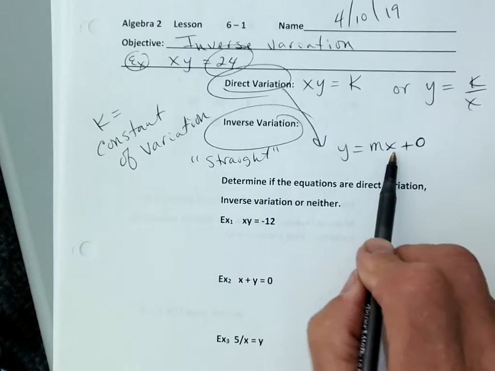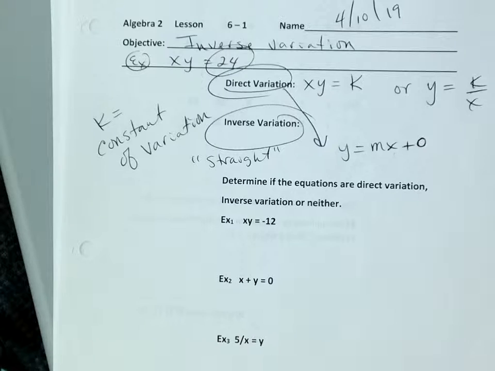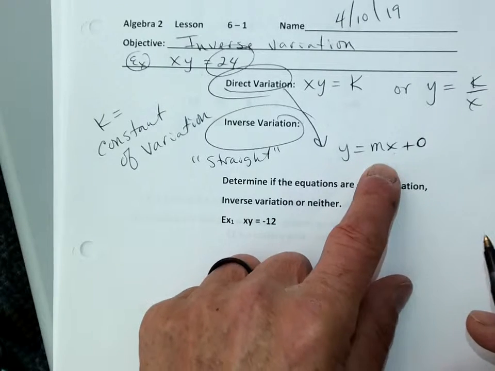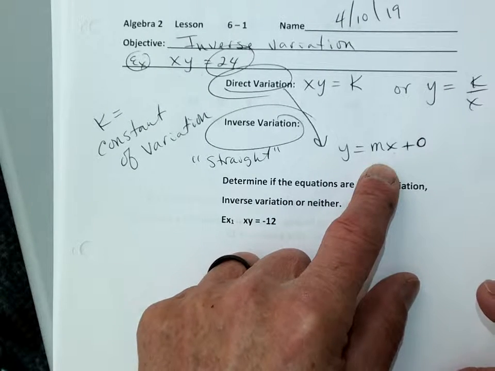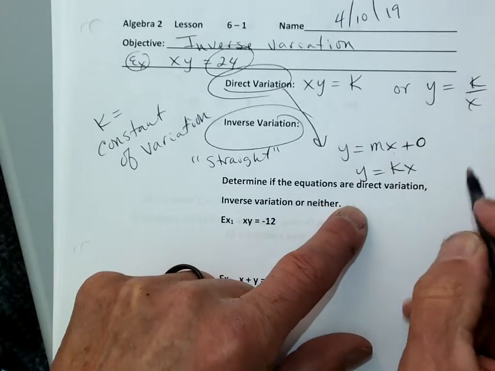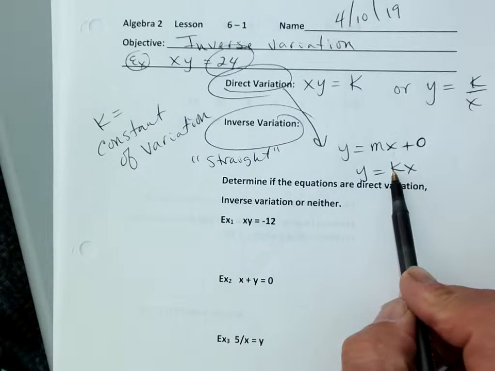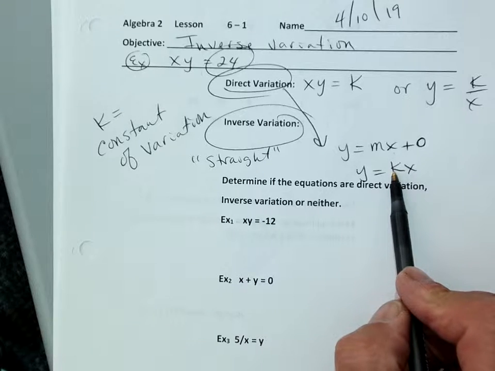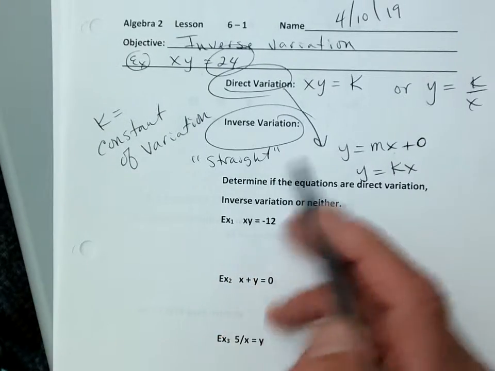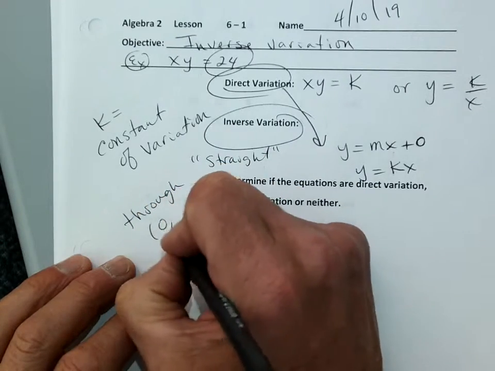So to be a direct variation, I've got these backwards. If I could start over again, but I get so excited about talking about this one. M is the slope, but they, again, will call that the constant of variation. So the book is going to call it y equals kx, but k is just the slope. So to be a direct variation, two things: straight, and it must go through the origin.